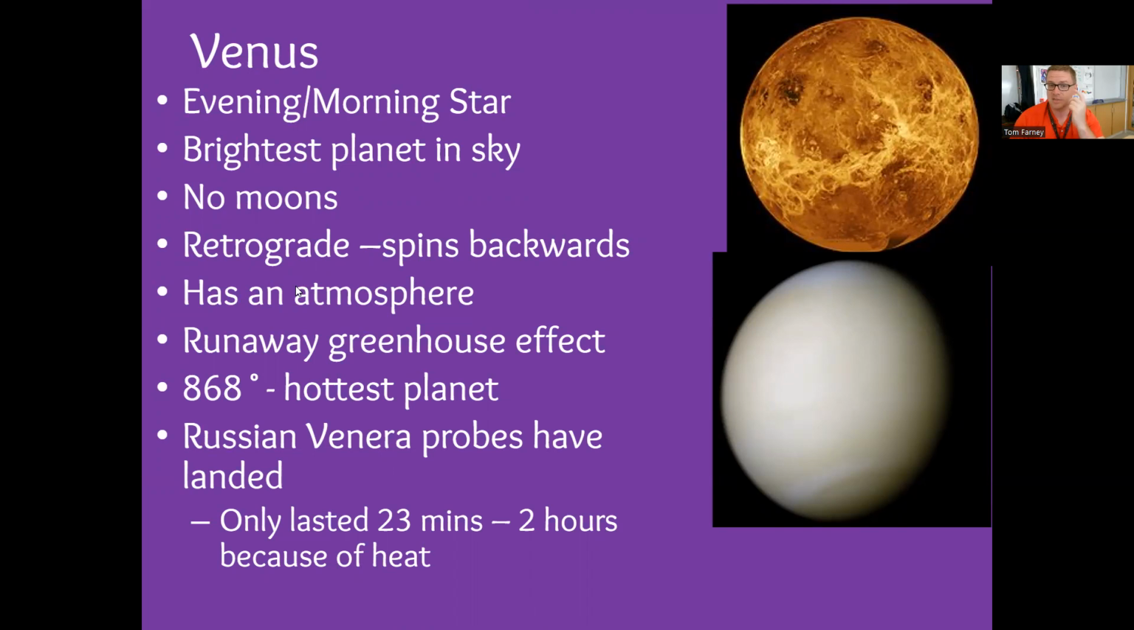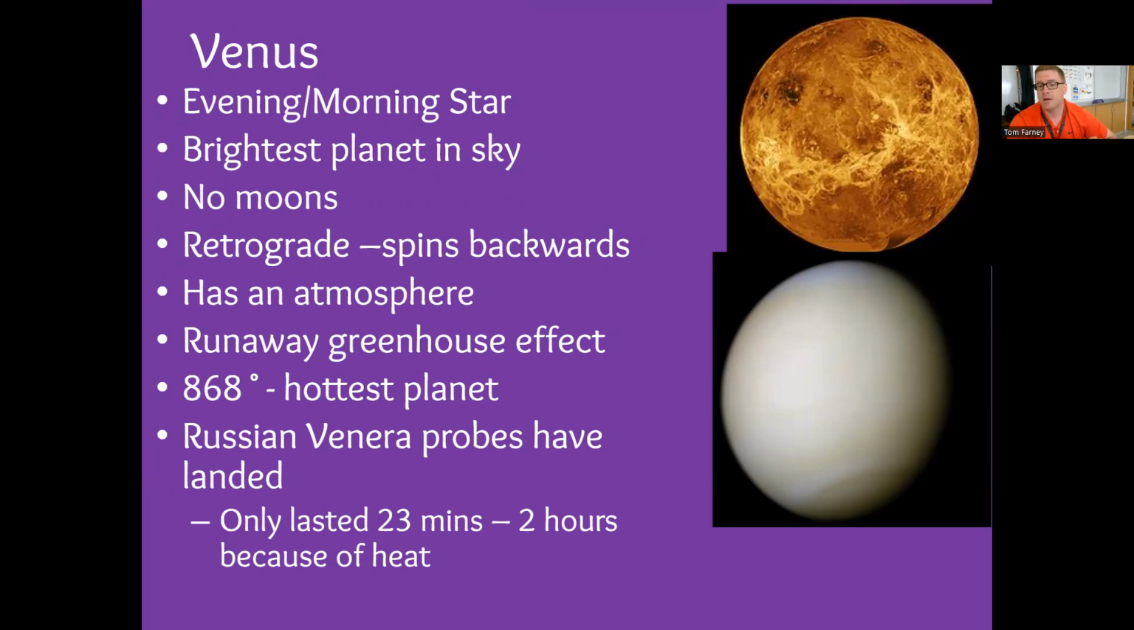It does have an atmosphere, and because of how Venus's atmosphere is set up, and we've spoken about this previously in this class, it has what's known as a runaway greenhouse effect, in which there is a lot of carbon dioxide making up the atmosphere of Venus along with other gases. The average temperature on Venus is about 868 degrees, making it the hottest planet in our solar system.